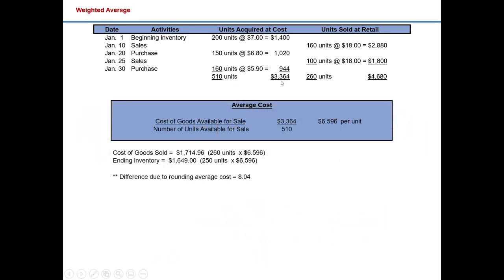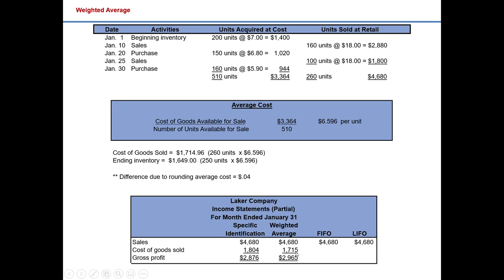We next went to weighted average. Weighted average simply totaled up all cost, divided it by the total number of units available. It got an average cost per unit of about $6.60, multiplied it times the total number of units sold, and we got a cost of goods sold, if we round it to the nearest whole number, of about $1,715. $1,715 cost of goods sold for weighted average minus sales of $4,680 gives us a gross profit of $2,965.